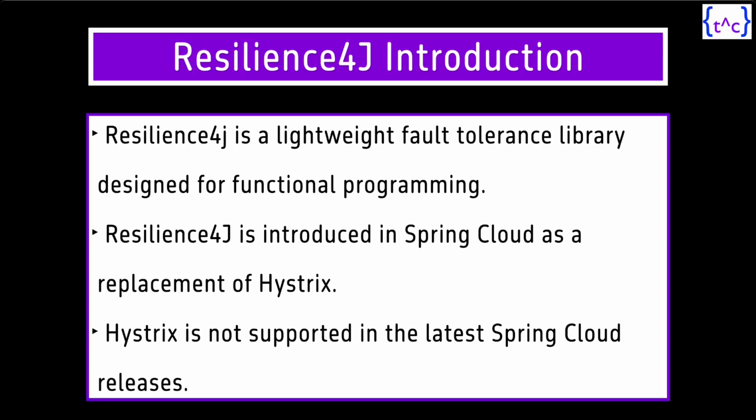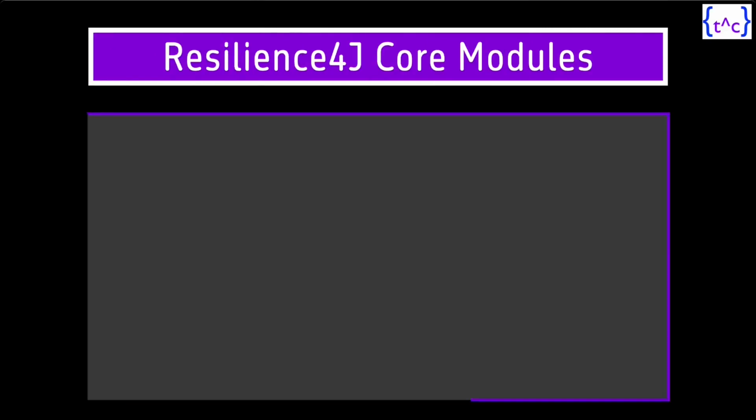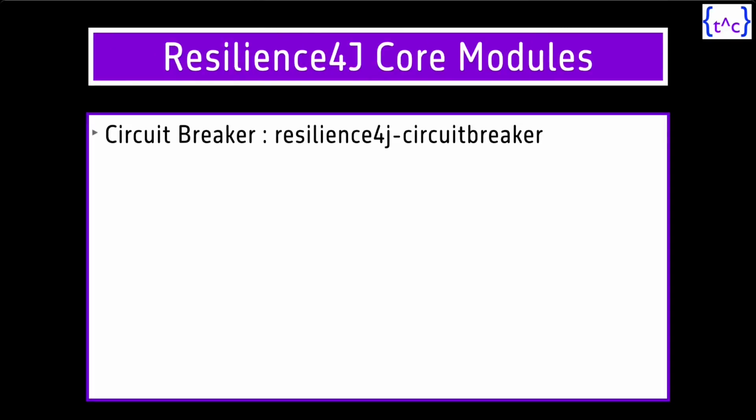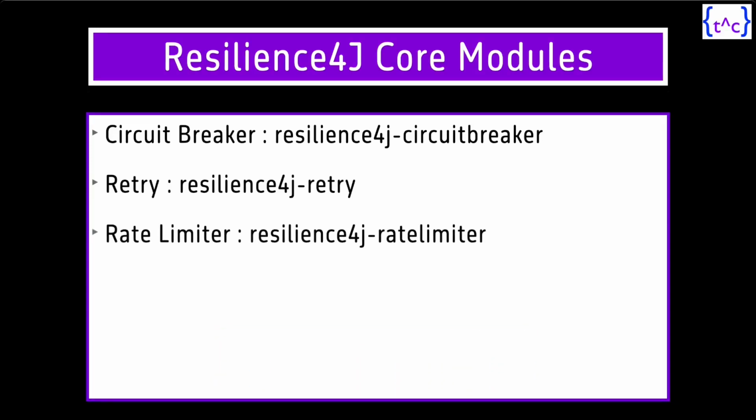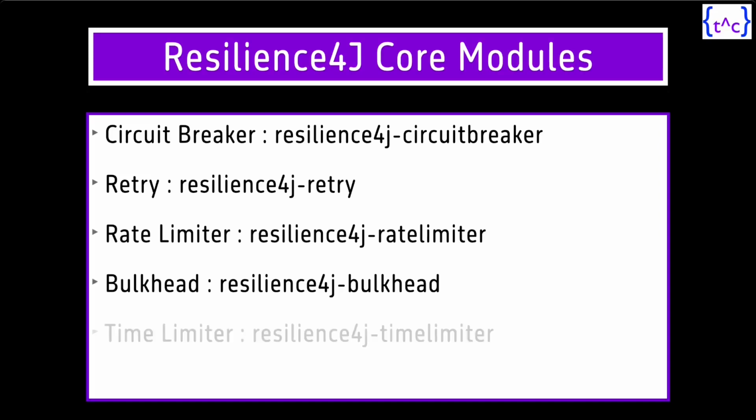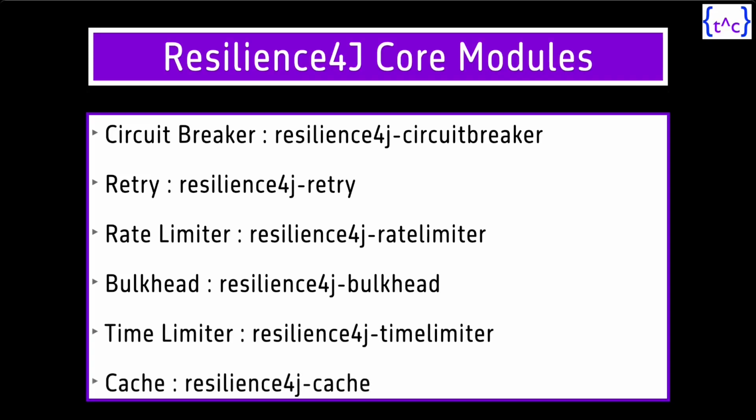Let's have a quick look at core modules of Resilience4J. So it provides a circuit breaker and its core module is Resilience4J circuit breaker. Another one is retry. Core module is Resilience4J retry. Then we have rate limiter, Resilience4J rate limiter. We also have bulkhead, that is Resilience4J bulkhead. Then time limiter, Resilience4J time limiter, and we also have cache module, that is Resilience4J cache module. In this session, we will be mainly focusing on circuit breaker, and with the help of circuit breaker, we will make our microservices fault tolerant. All right.